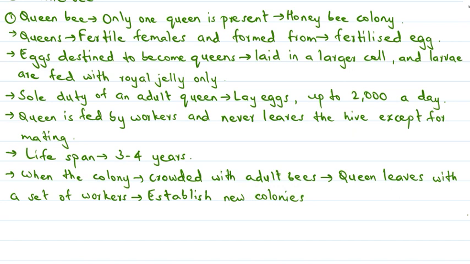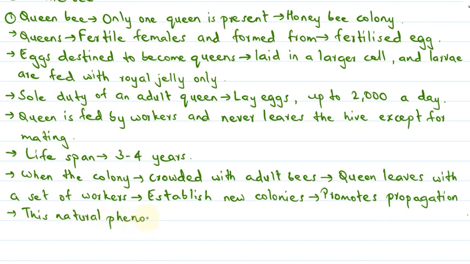In doing so, it helps in establishing new colonies, and it also promotes what? This also promotes propagation. Okay, so this promotes propagation, and this natural phenomenon, it is a natural phenomenon. It is known as what? This is known as swarming. Okay, so this is about the queen bee.